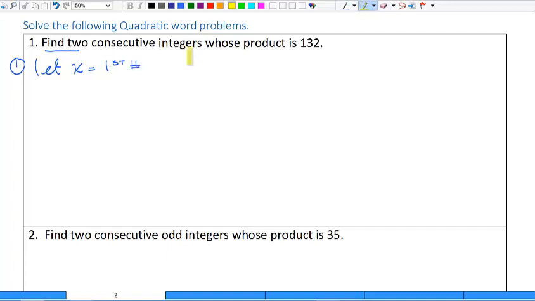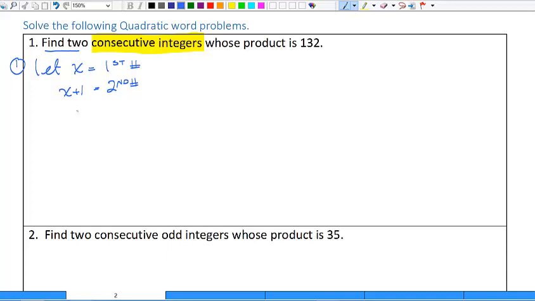And whenever you see the word consecutive integers, we automatically know what our second integer is going to be because we just talked about this. If it's consecutive integers, it's going to be x and x plus 1. That's step 1. Define the thing you don't know, give it a letter. Now, if you don't like x, you can always use p or b or whatever letter you like. I'm just going to continue to use x because that's what we normally use.